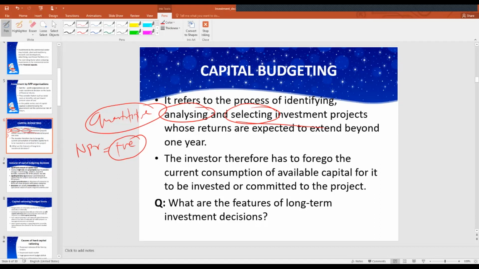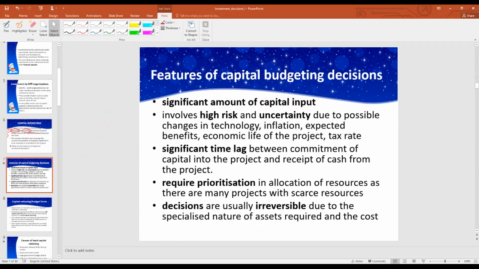We shall be discussing the steps that you follow when it comes to the capital budgeting process, or the investment decision process. But before we do that, we discuss what are the features of capital projects?